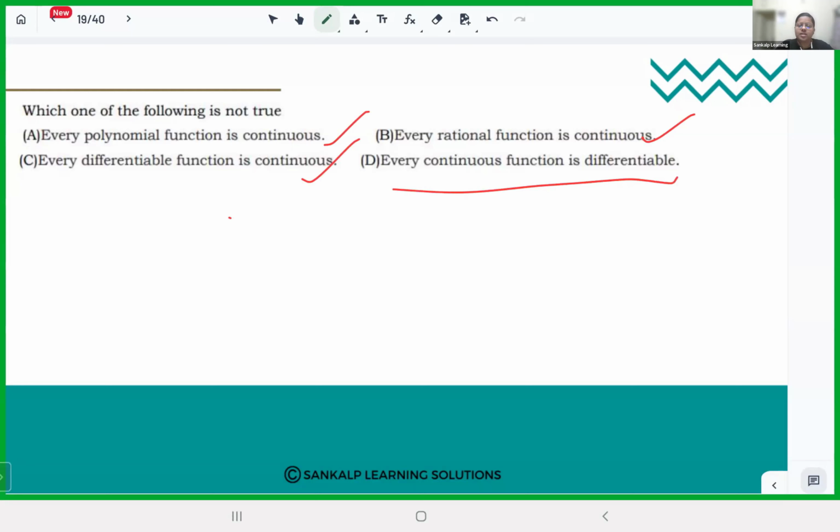Every differentiable function, we can say that it is continuous, but continuity is not a sufficient condition for a function to be differentiable. So every continuous function is not differentiable. So which of the following is not true? Option D is not true. The example we have already explained is mod x. Mod x is continuous, but it is not differentiable at x equal to 0.